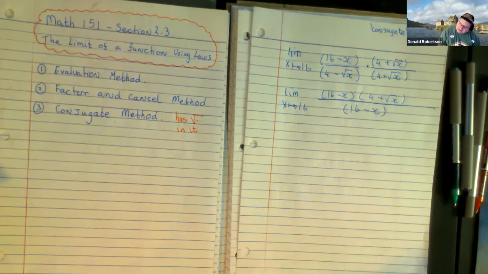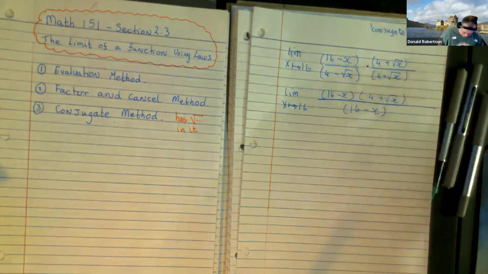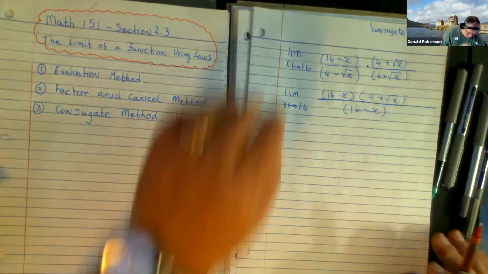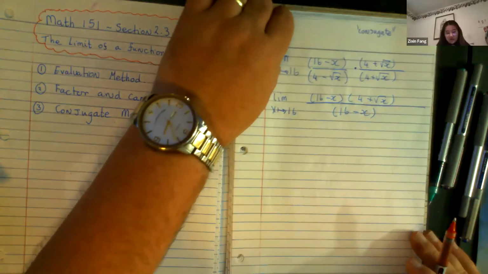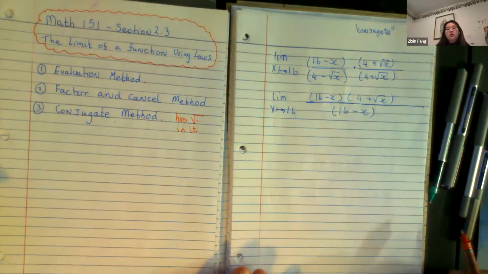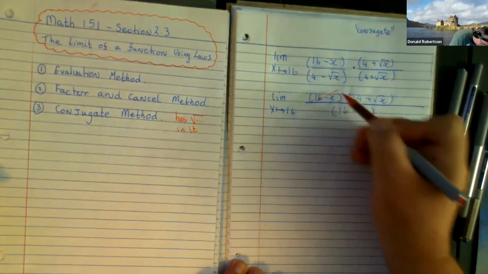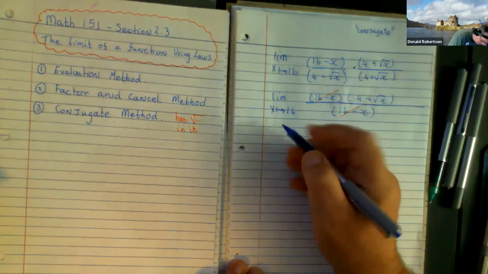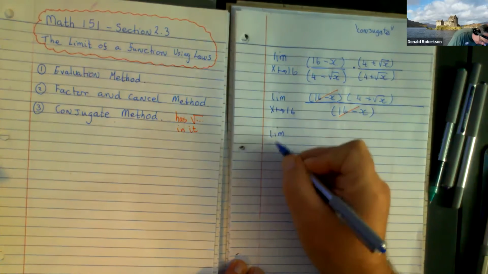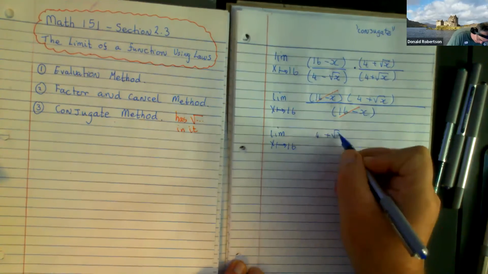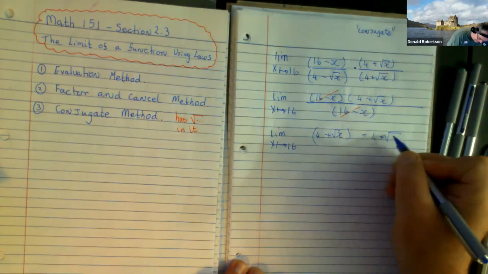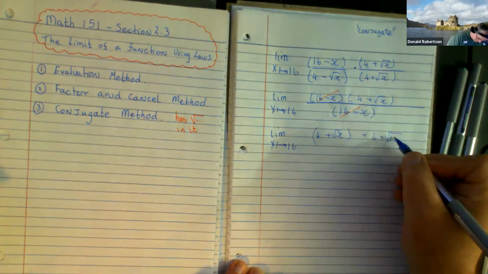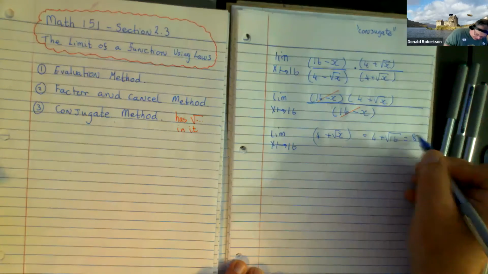kind of nice? Do you see something cool that's going to happen? What can I do next then? Cancel 16 minus x. And what we're left with looks like that. And now I could plug in x, that's 4, and 4 add 4 is 8.